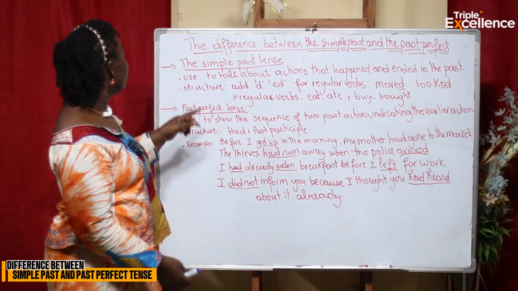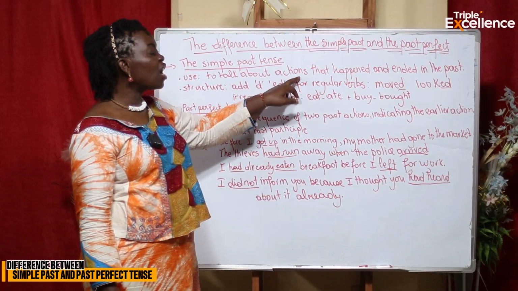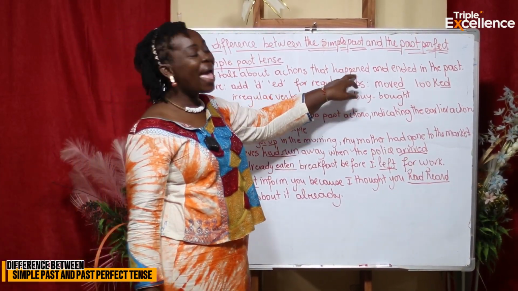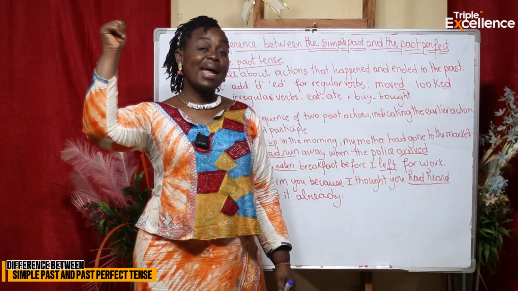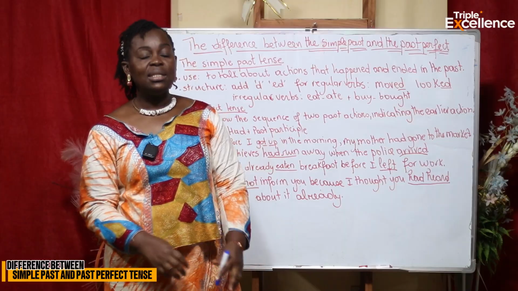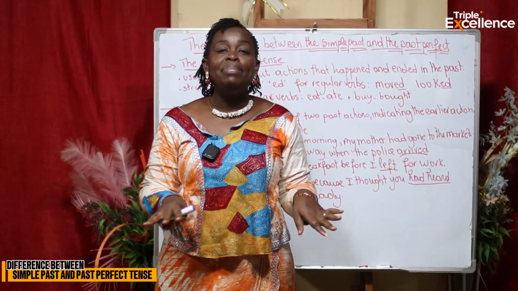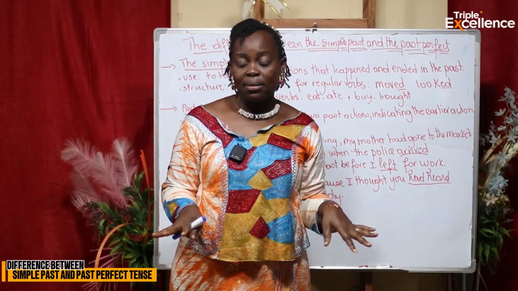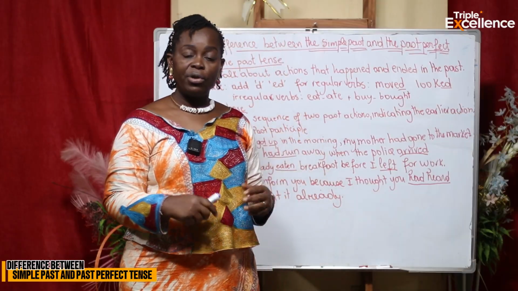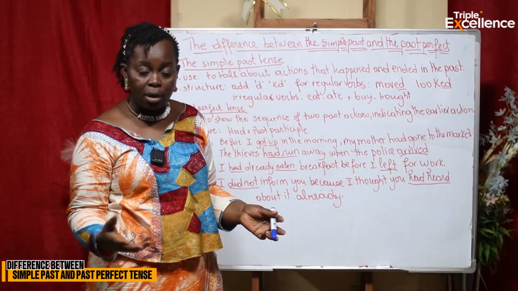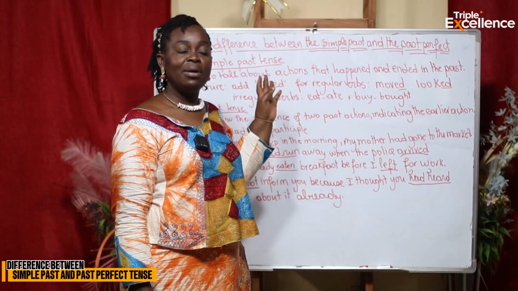But let me tell you that you use the past tense to talk about actions that happened and ended in the past. You use the past tense to describe past action. That is, actions that took place in the past and that are completely finished and ended. That completely ended at the moment we are talking. For example, if you want to tell us about what happened a week before, you use the past tense.